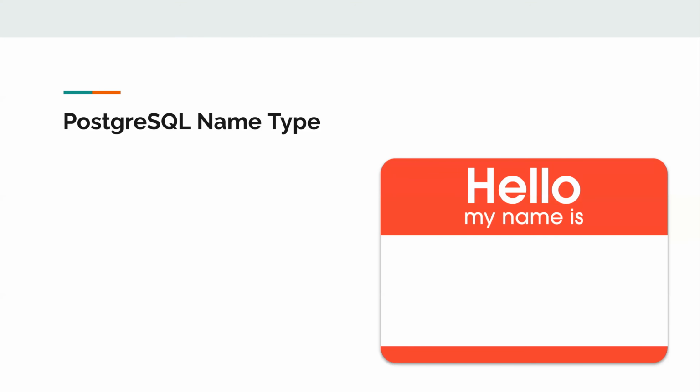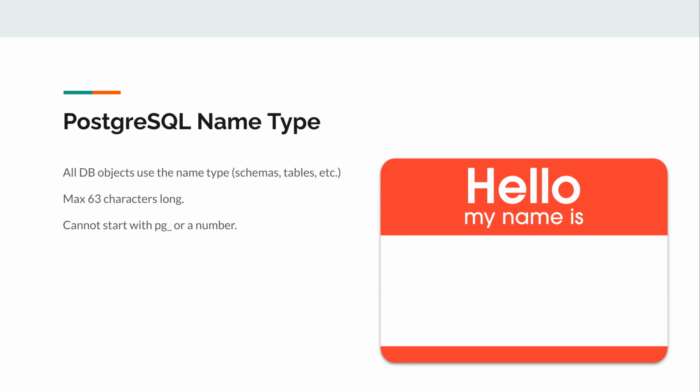And when we're talking about names in the database, all database objects use the name type that's stored within Postgres. So we have schemas, tables, and column names, and they all adhere to these rules. Maximum 63 characters long. I've only ever hit that max once, and when I did, I realized that probably wasn't a good way of designing these names. Cannot start with pg_ or a number. Must start with a letter or underscore.